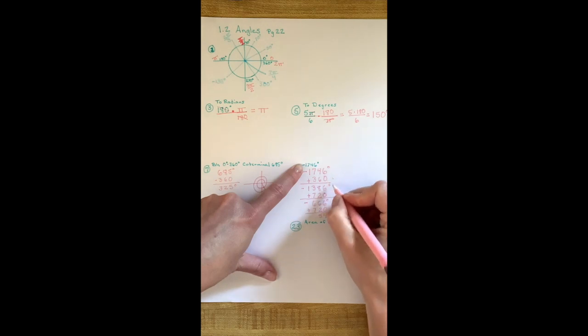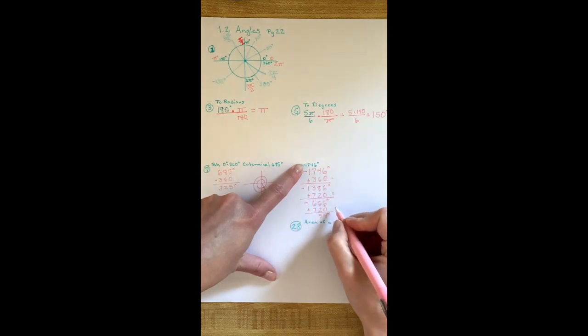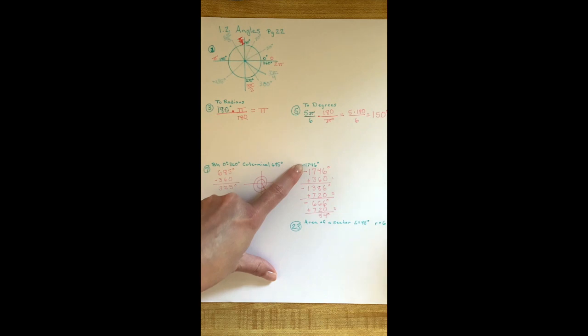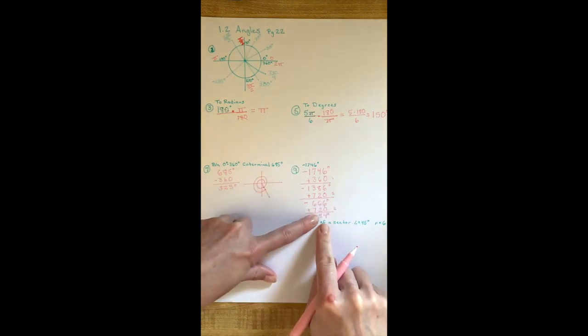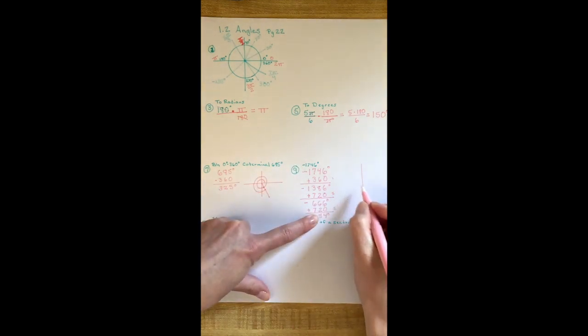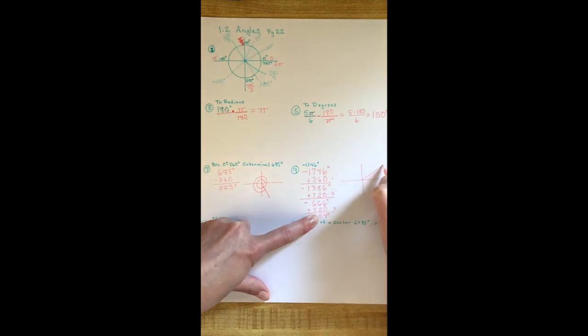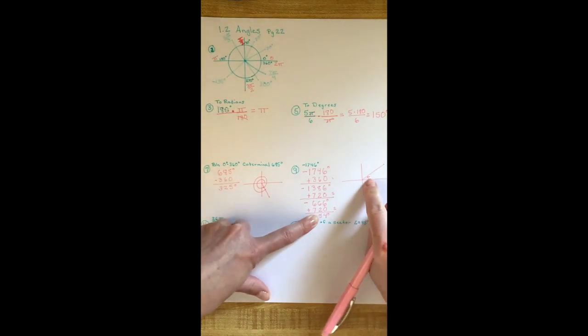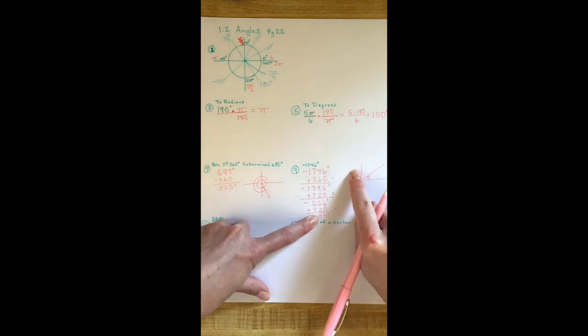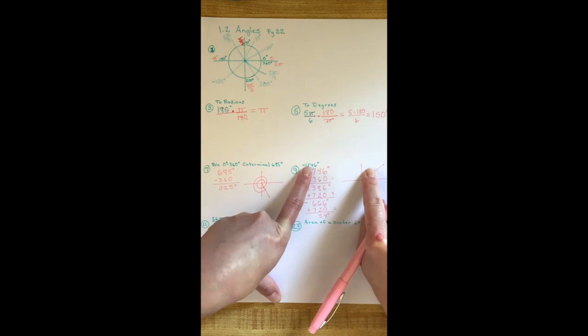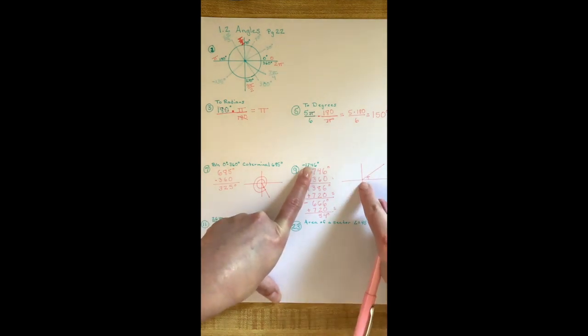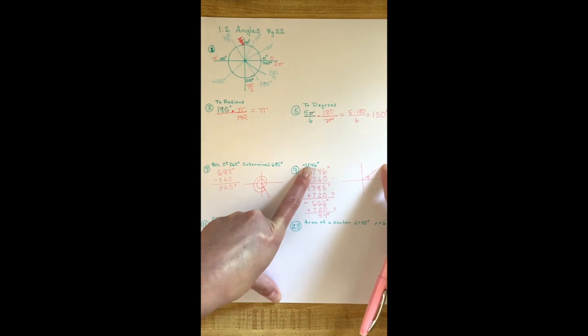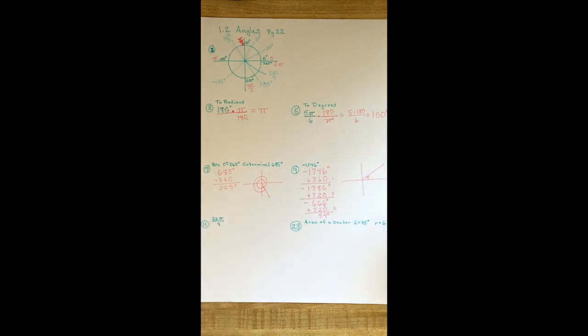We had to add 1, 2, 3, 4, 5 full rotations in order to get to that angle. So that means that positive 54 degrees is the same thing as 5 rotations in this direction plus a little bit more to get to negative 1,746. But they both have that same final line to represent that angle.